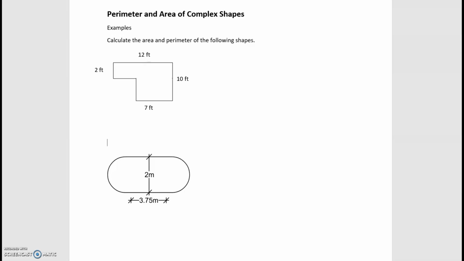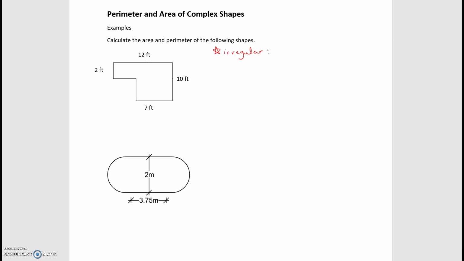In this video, we'll be looking at calculating perimeter and area of more complex shapes. So let's take a look at this first example. We notice that it looks rectangular, but there's a second rectangle that's a little bit jutting out to the side. So what we're noticing then is that this is an irregular shape.